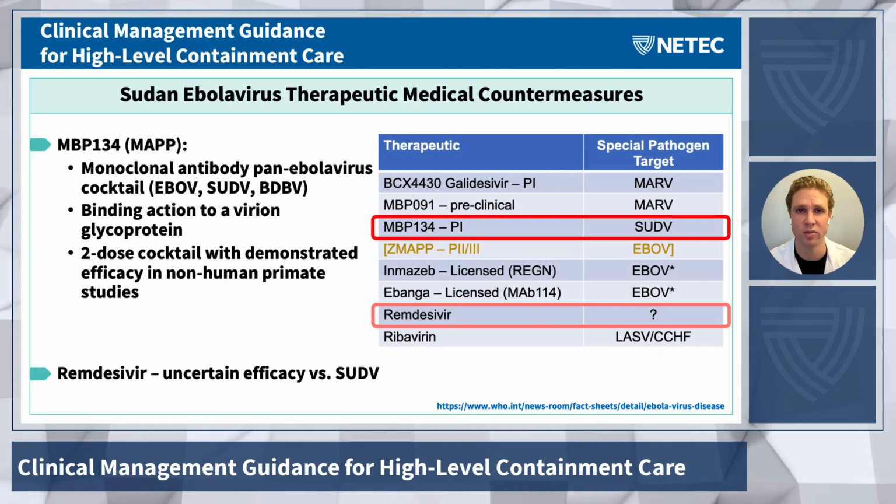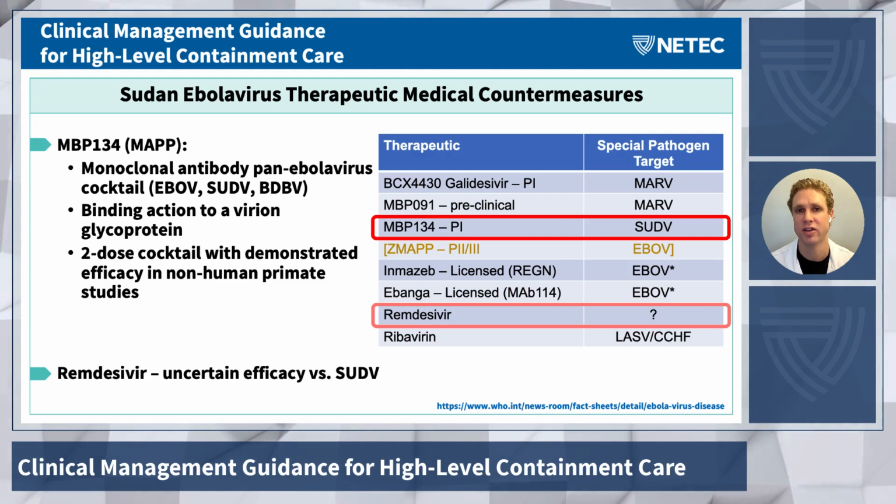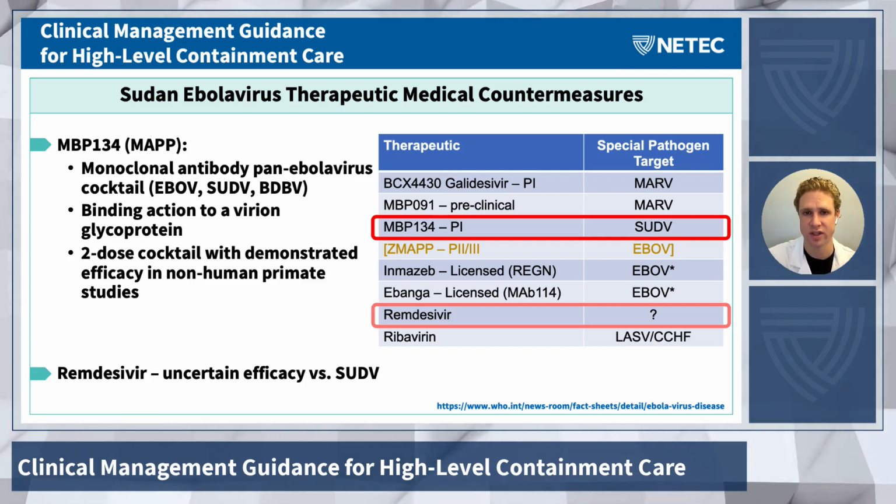In terms of therapeutic medical countermeasures for Sudan Ebolavirus, we really only have one, which is a monoclonal antibody that is in fact considered a pan-Ebolavirus cocktail for Zaire Ebolavirus, Sudan virus, and Bundibugyo virus. And it binds to viral glycoproteins. It's a 2-dose cocktail that has demonstrated efficacy in non-human primate studies and has also been deployed in Uganda as of December 2022. Now, remdesivir, we are also still trying to find a true home for. It has uncertain efficacy against Sudan Ebolavirus, but it also has been deployed during this outbreak.